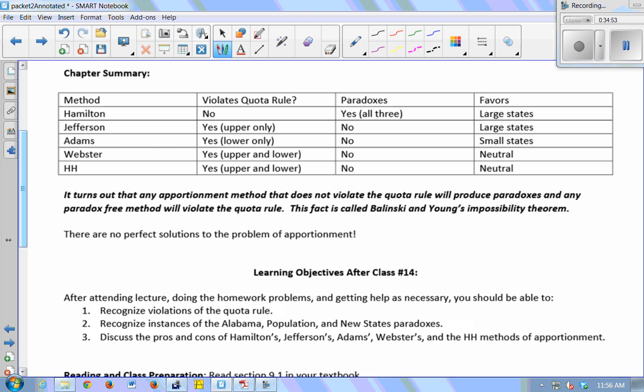So it turns out that any apportionment method that does not violate the quota rule will produce paradoxes. And any paradox-free method will sometimes violate the quota rule. This is called Balinski and Young's impossibility theorem, analogous to Arrow's impossibility theorem from voting. So there is no perfect solution to the problem of apportionment. We just have better ones. Some are better than others. So what we do now is pretty good. So was Webster's. Pretty good.